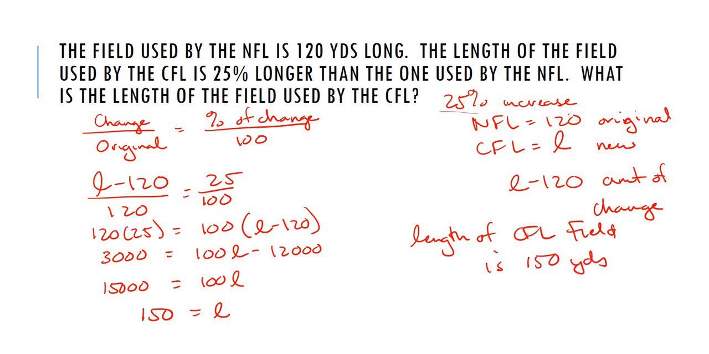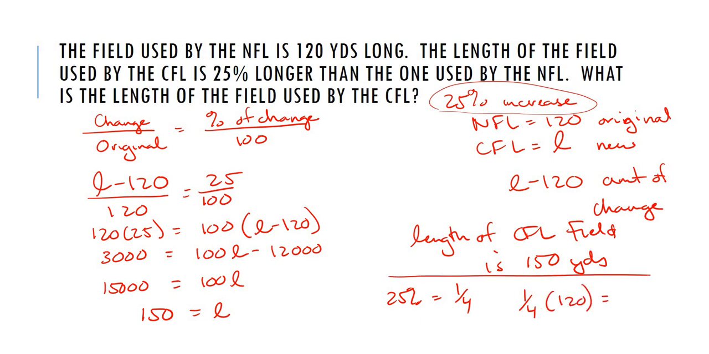And does it make sense that that's a 25% increase over the 120 yards? Well, it's certainly an increase. What's a quick way to find 25%? 25% is 1/4, right? So if I take 1/4 of the 120 yards, I'm just checking my work using a different method, that would be 30 yards. And is the CFL field 30 yards longer than the NFL field? Yes. So it's increased by 1/4.